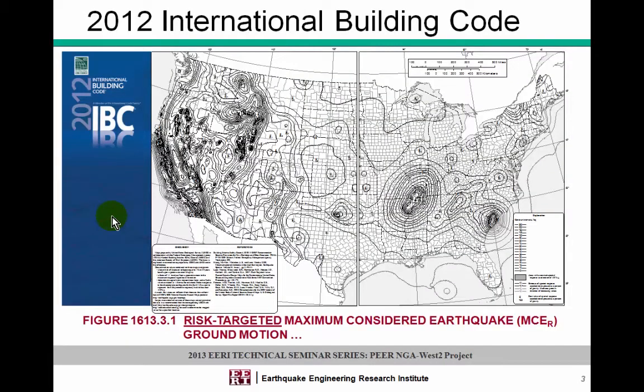Okay, so let's start with the 2012 International Building Code. They have maps like this in them of spectral response acceleration, and they look very much like the maps that were in earlier editions of the International Building Code, except that now they are risk-targeted maximum considered earthquake, MCER, with the R being for risk-targeted ground motion maps. And we'll talk about what that means.